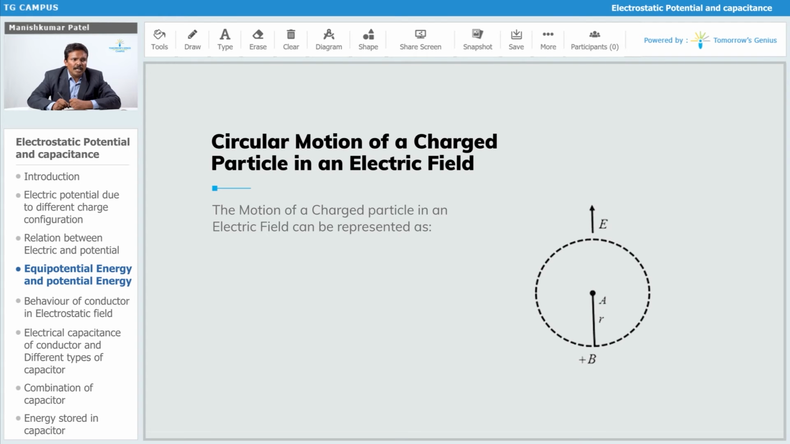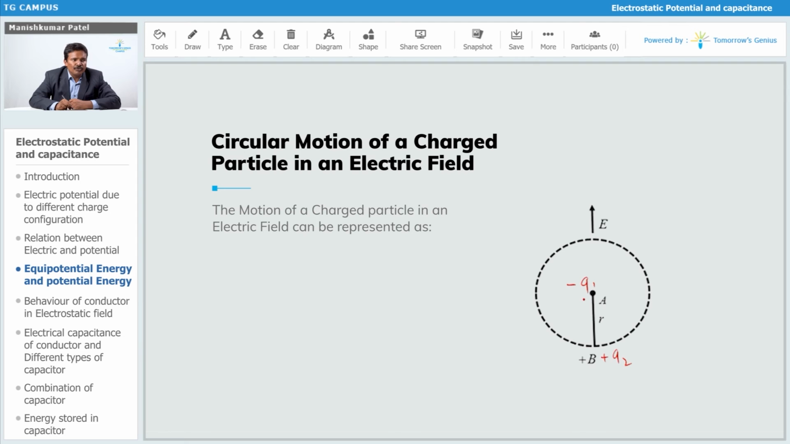Now, how is a charged particle going to behave in some external electric field? Let me place one charge, minus q, at the center and another charge, for example plus q2, at the point B, and this charge q2 is going to move in a circular manner in this external electric field.